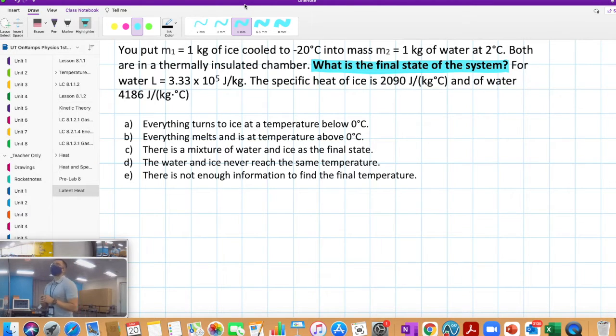For water, latent heat of fusion is 3.33 times 10 to the 5th joules per kilogram. Then we have specific heats for both ice and water. What is the final state of the system? And then we have a few multiple choices.